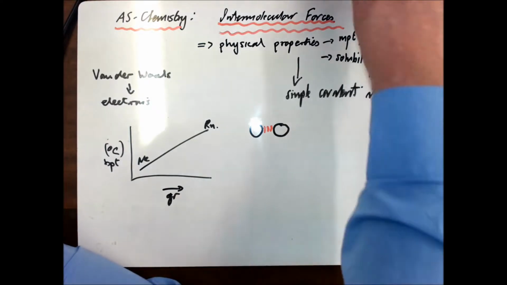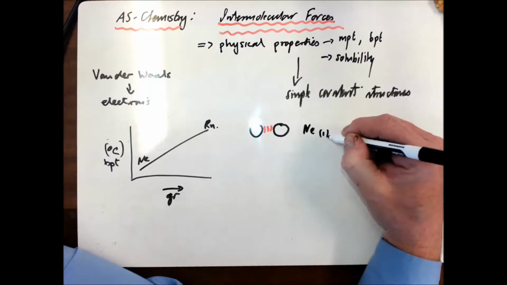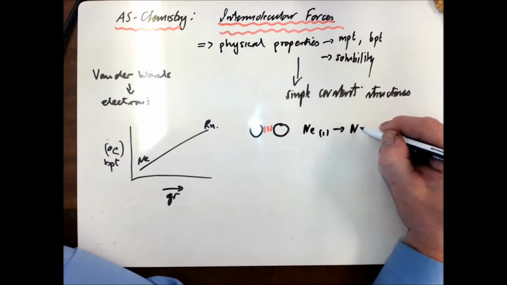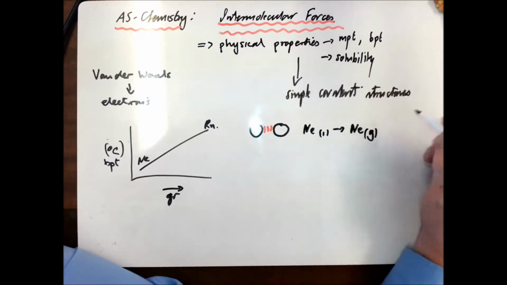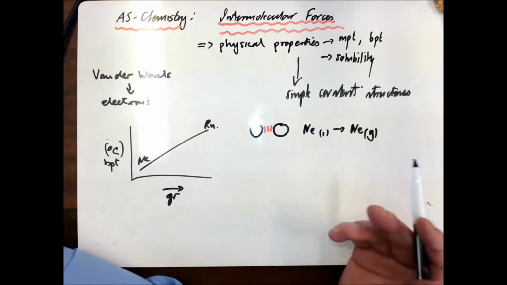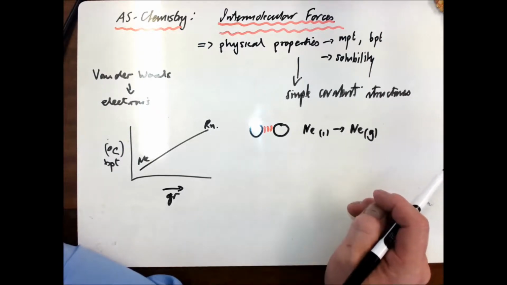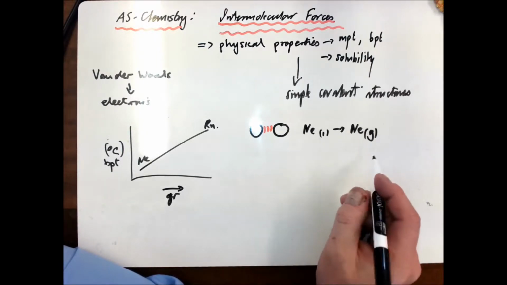So what we're saying is, I'm going to take neon, which is a liquid, and simply turn it into neon as a gas. And you can see why that's a physical property, because that's a physical change, liquid to gas. There's no chemical change. I still have neon with the same number of protons, neutrons and electrons. I've just turned it into a gas.